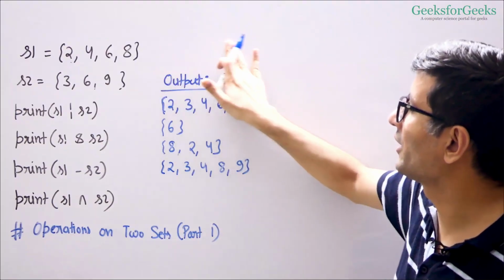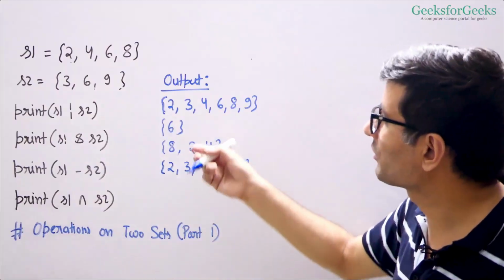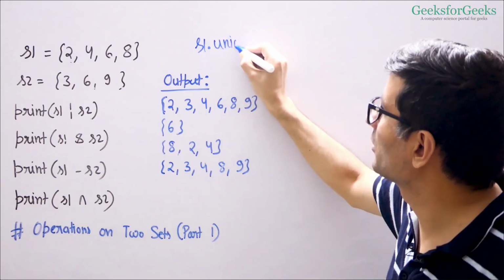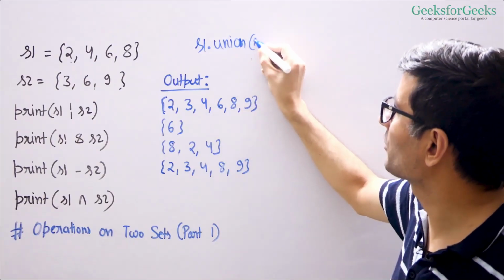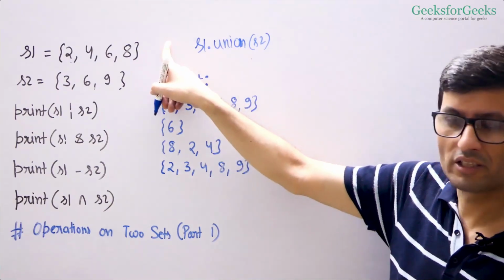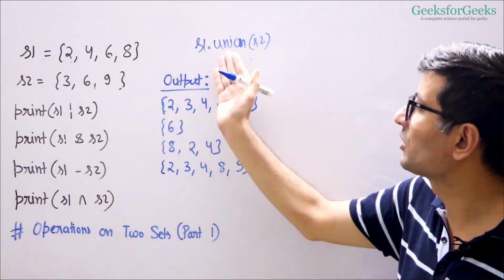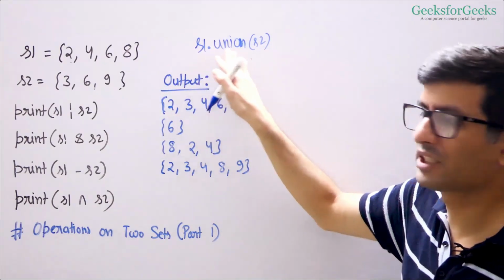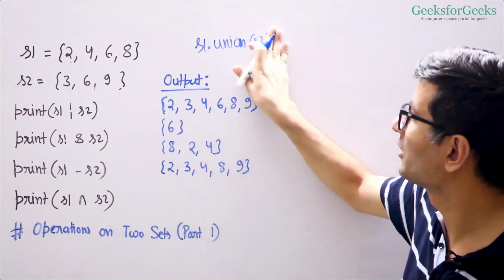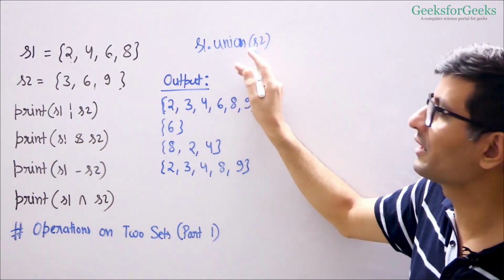Please note that in Python, this is one way of finding the union. We can also find the union this way, S1 dot union S2 or S2 dot union S1. This is also going to give you the union as a result, right? It's going to return you a set which contains the union of both the sets. And this union operation does not modify set 1 or set 2. Both sets, they remain as they are. So this is one way of finding the union. This is another way, S1 dot union S2.